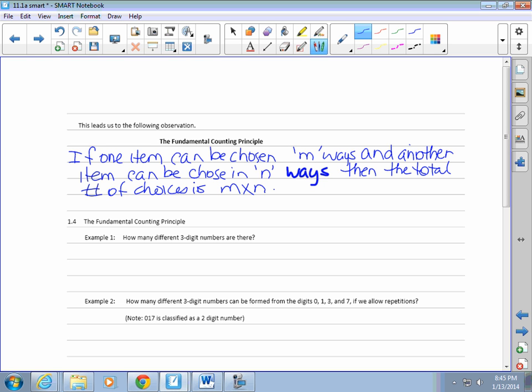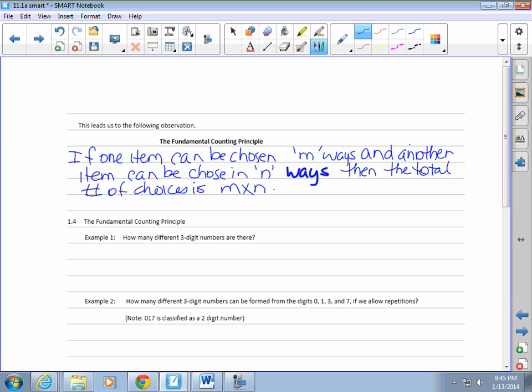So that's all I did with the car and the pizza topping and the outfits. I had m ways of choosing my shirts, and n ways of choosing my sweatpants. If the outfit was only based on those 2 things, then I would have m times n ways. So depending on how many different things you have to choose from would be depending on how many things you're going to multiply together.